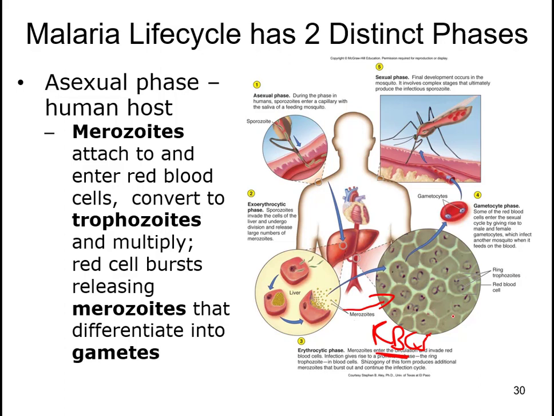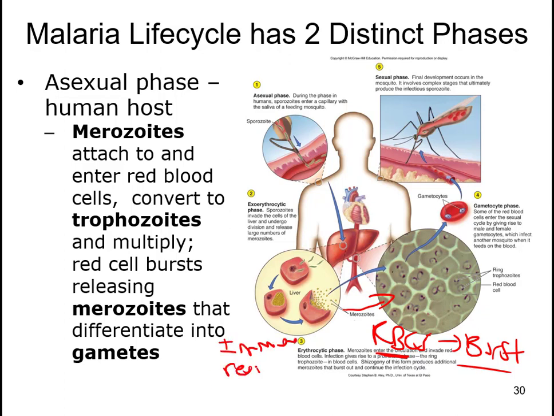Once in the red blood cells, the merozoites convert into trophozoites, and they multiply even more inside the red blood cell. Now here's where the major signs and symptoms of malaria happen. Once they multiply, the trophozoites cause the red blood cells to burst. And it's not like a little staggering event. It's not like a couple blood cells burst here and there. They all burst basically at the same time because all of these Plasmodium are undergoing the same life cycle.